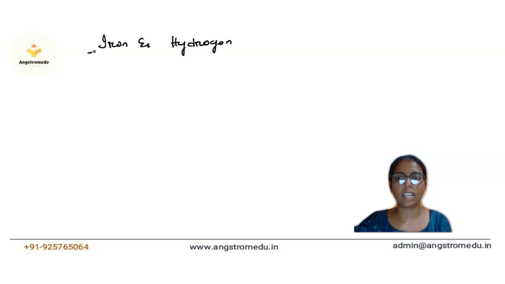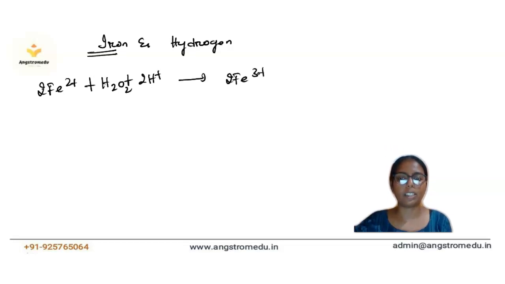So here that is iron. If we write the reaction between the hydrogen peroxide and the iron, that would be like this: 2Fe2+ reacts with the hydrogen peroxide, H2O2, which reacts again with 2 H+, so that produces 2Fe3+ and 2H2O.